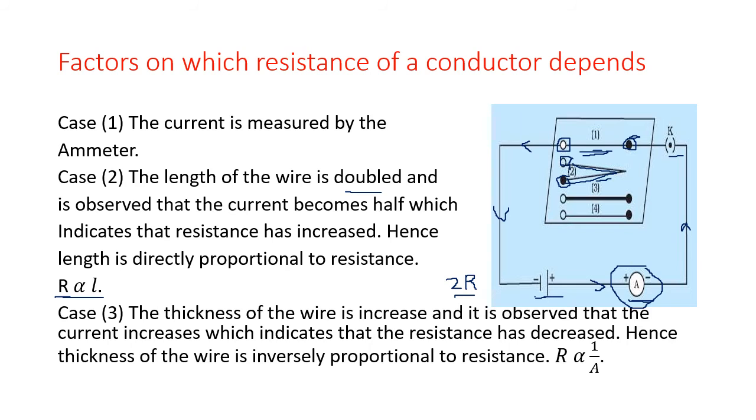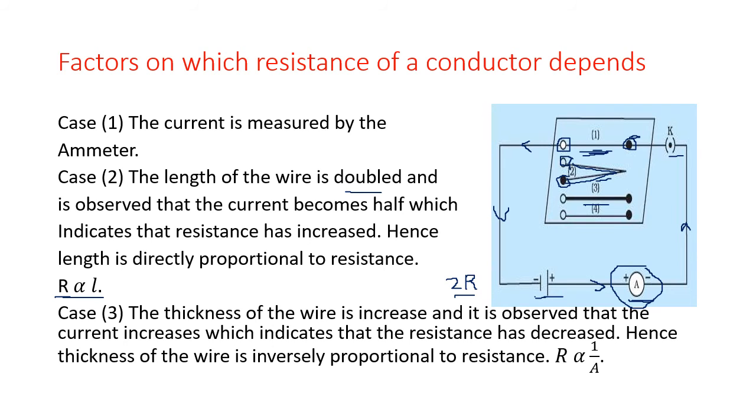Now look at case number 3. Case number 3 has got a wire of the same length as wire 1. But in case number 3, the wire is thicker than wire 1. It means the cross section of the wire has increased. It is like having a thin pipe and a thick pipe. In a thick pipe, you are increasing the cross section area. So in case 3, the wire is thicker than wire 1.